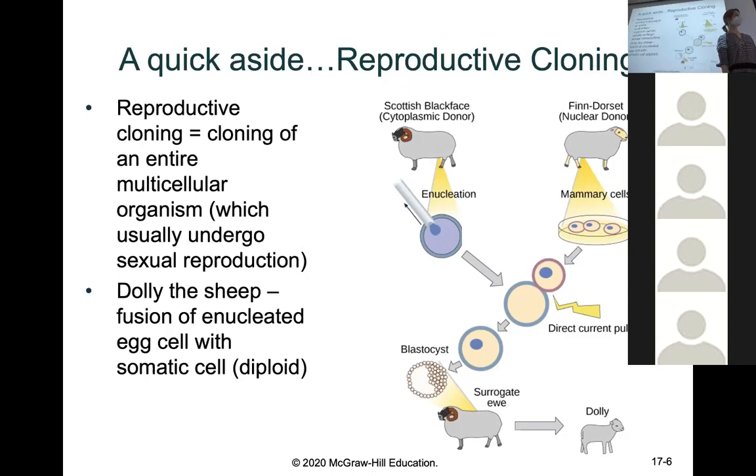So yeah, that's reproductive cloning in a nutshell. She didn't live very long. She only lived about 6 years because they took the somatic cells from an older sheep, so they think that might have affected it. I think other organisms have been cloned since then, but that's the first seminal one. Anyway, that's reproductive cloning.